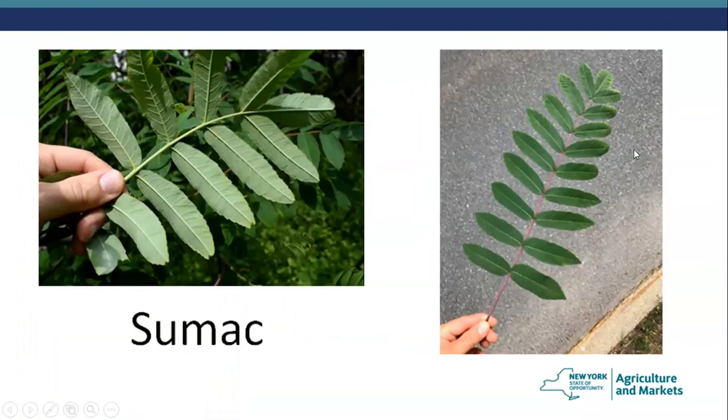The pinnate leaves of sumac are different than Tree of Heaven because they won't get quite as long. They don't have those smelly glands at the base of the leaflets, and the leaflets are serrated. So you can see the edge here is rougher, where a Tree of Heaven leaflet will have a smooth edge.